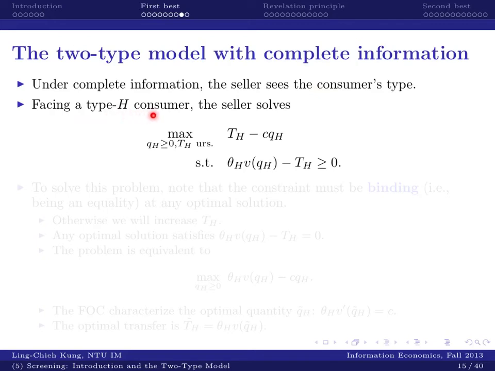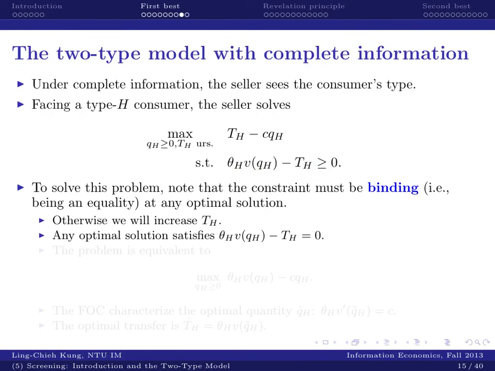And if I know the consumer is of type H, I'm going to solve this problem. I need to decide a quantity to sell and a price to charge. Okay? With this, I can earn TH minus CQH. And the only thing I need to make sure is that the consumer is going to buy, or the consumer is going to accept my offer. That means the consumer's utility must be non-negative. As long as it's non-negative, the consumer is going to accept my contract or my offer.